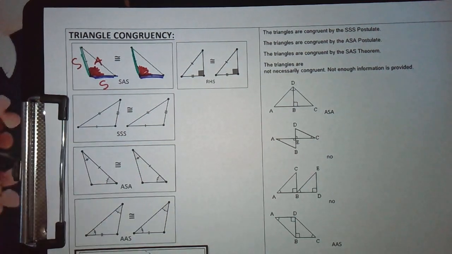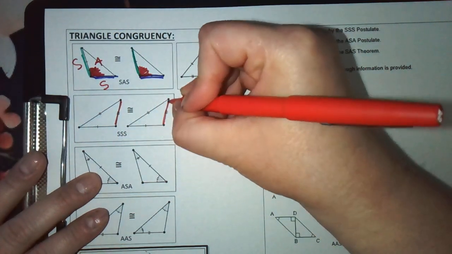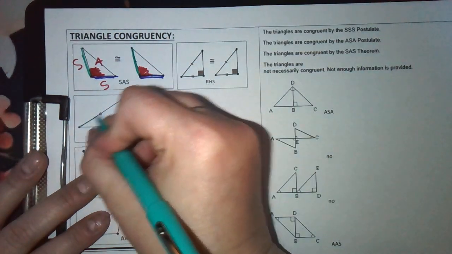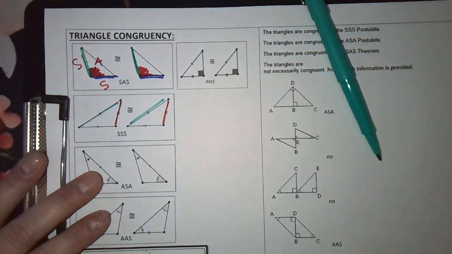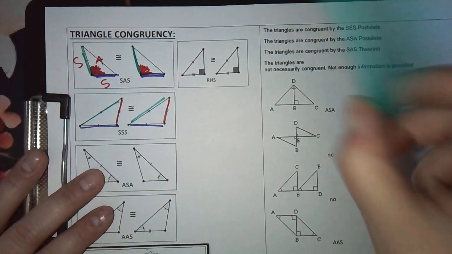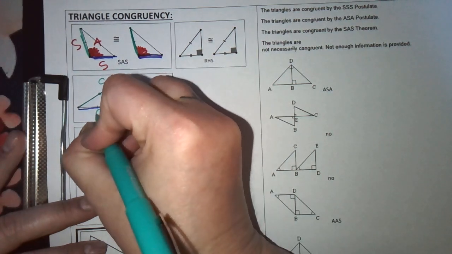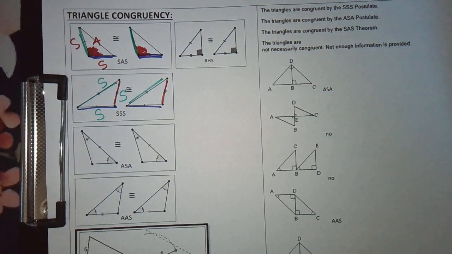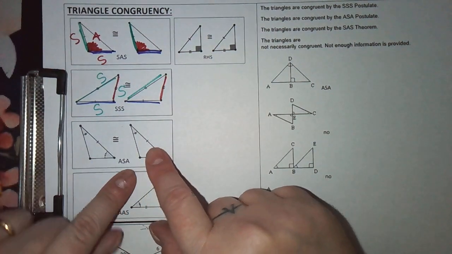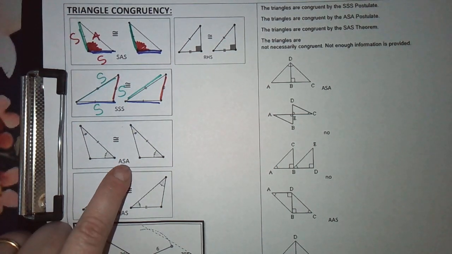Okay, then there's another congruency that says, if these sides of the triangle are the same, and these diagonals are the same, like equal, and these bases are the same or equal, it's called SSS. Okay, then we have an ASA. That means two angles with a side included, because the letter S is in between.